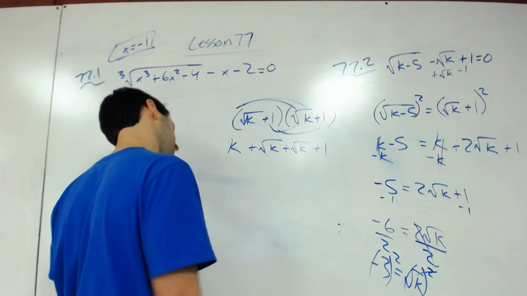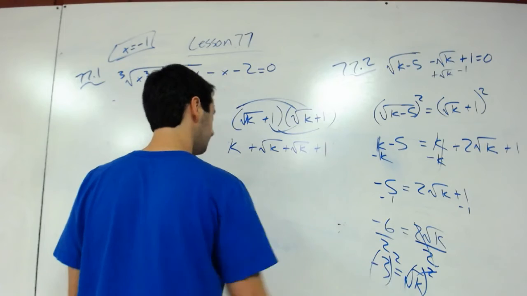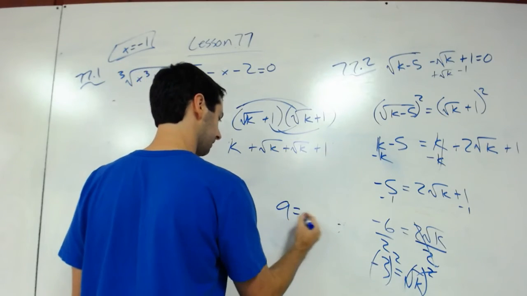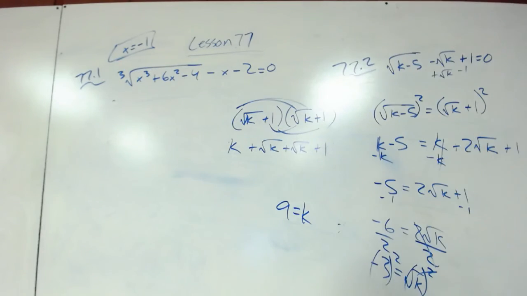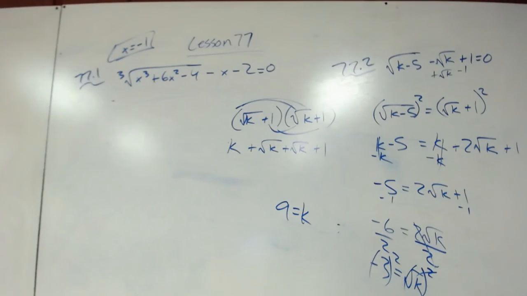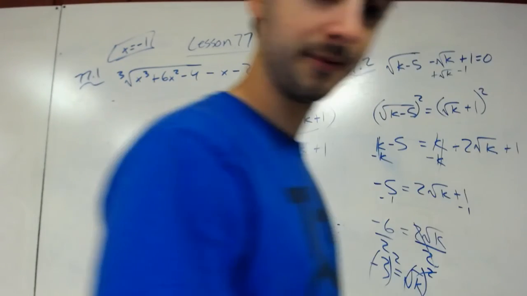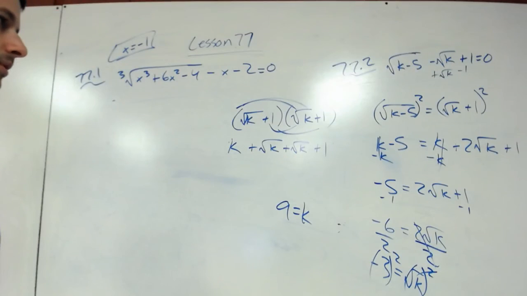From that point, negative 3 times negative 3 would be positive 9, equaling k. Making sure that's correct. Yep, positive 9 equals k. And that's how you do multiple radicals in one equation.